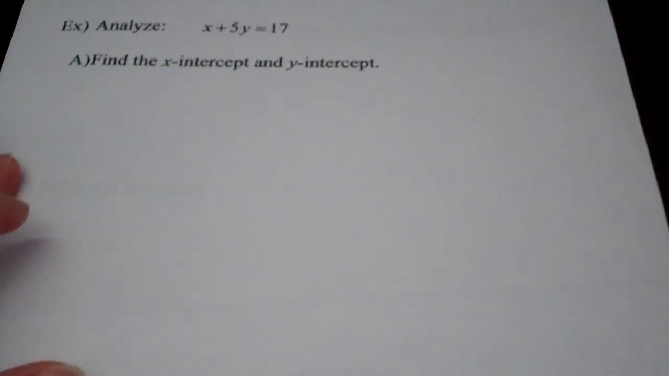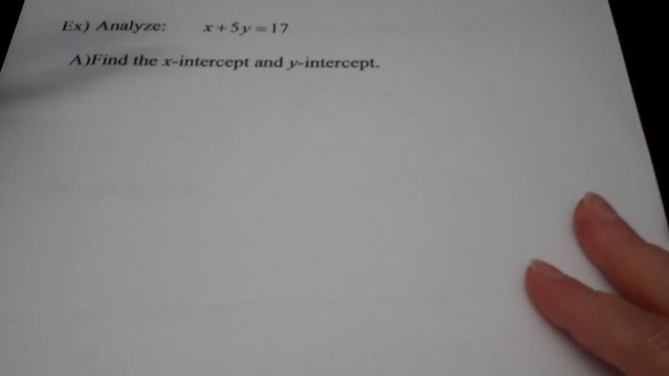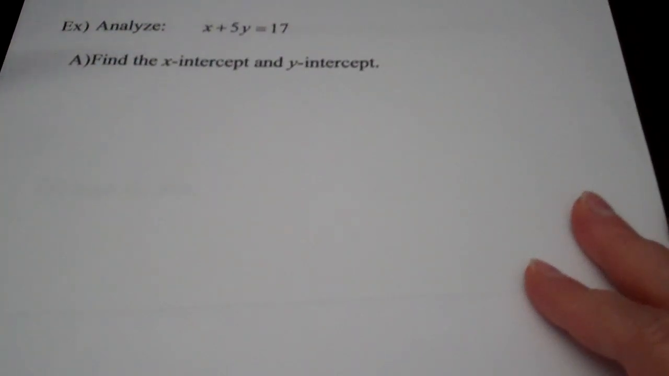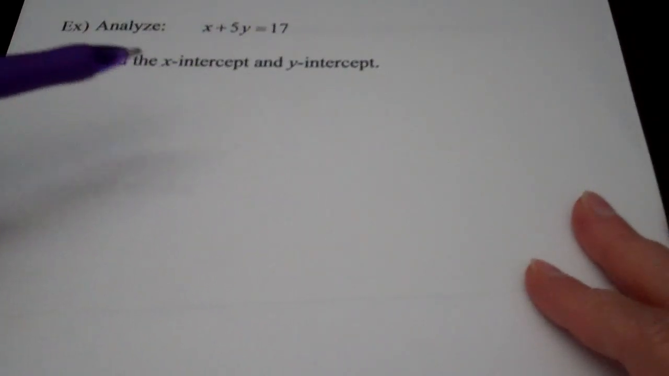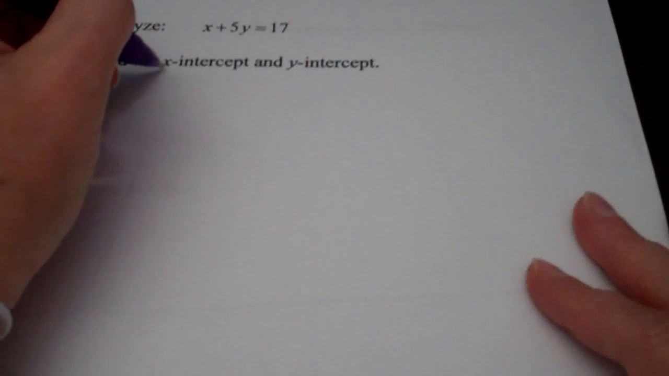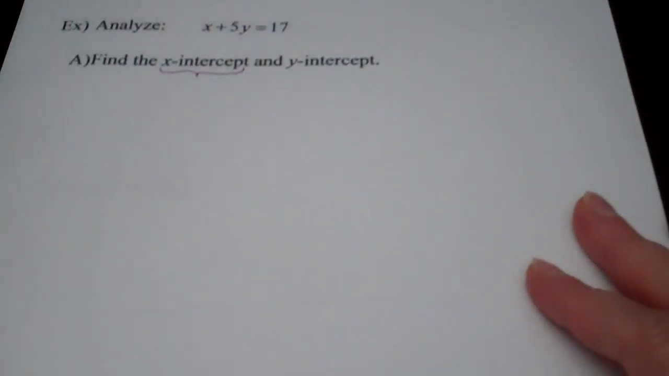Okay, so here's an example of a linear equation. It's not in y equals mx plus b form right now. This is actually in general form. But we have x plus 5y equals 17. And I thought maybe we could take a second to find the intercepts. That's going to be a tool that we use for a lot of different types of functions, not just linear functions.